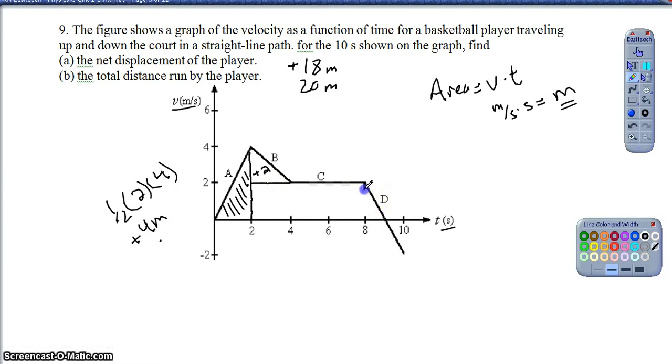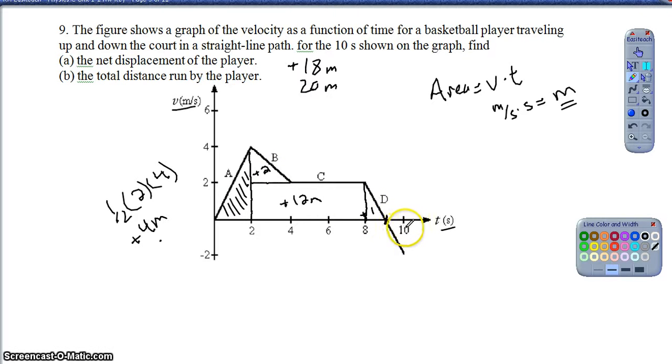And then if I break this up into a rectangle over here, this is a 6 by 2 rectangle, so positive 12 meters. And then I've got this, it looks like it does cut off here at about 9, so I'm going to go ahead and call that a 9. It has a base of 1 and a height of 2, so 1/2 times 1 times 2 would be 1, again a positive 1. So far for the displacement I have positive 4, positive 2, positive 12, positive 1, so 6, 18, 19.